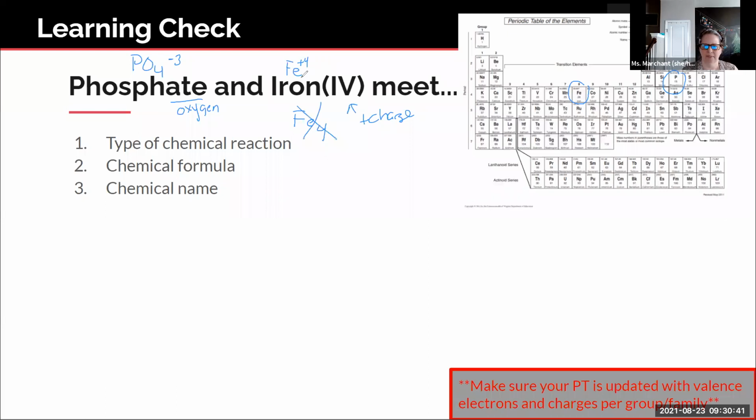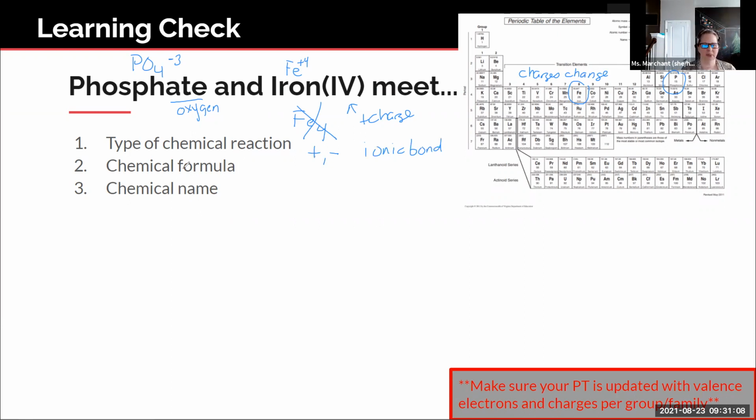It means iron has a +4 charge because remember, these are transition elements, which means their charges change as they need to. So whoever they're pairing with, they can change their charge to make themselves seem more hospitable to their partner. It is a positive and a negative. That is an ionic bond, anytime you see positives and negatives.